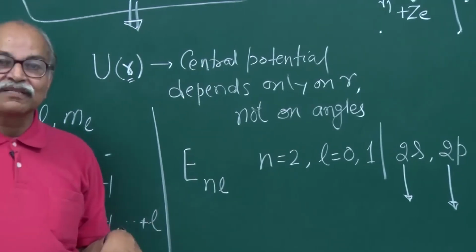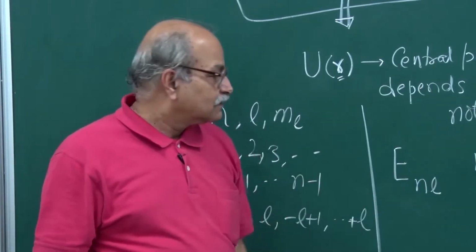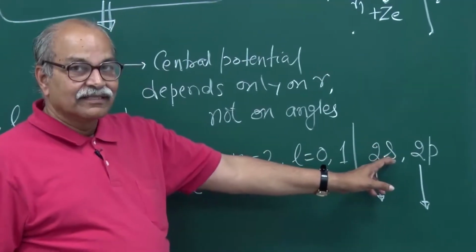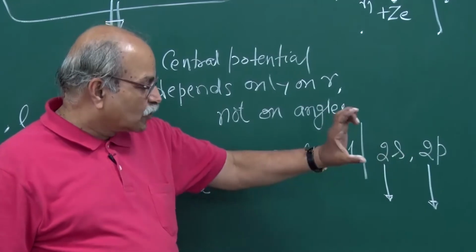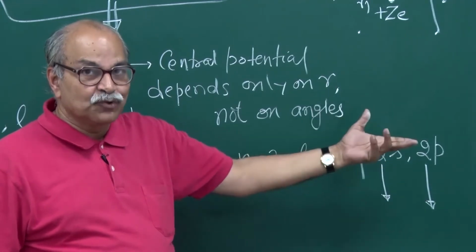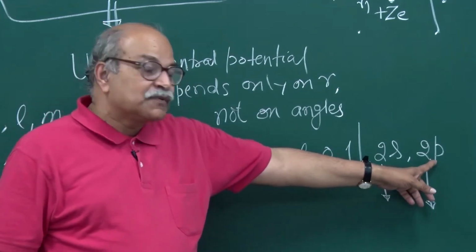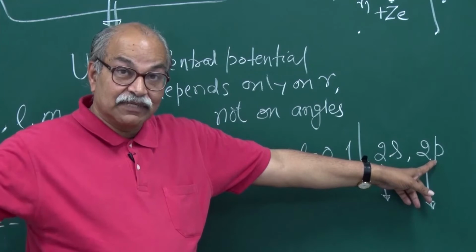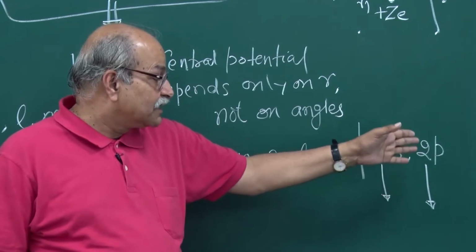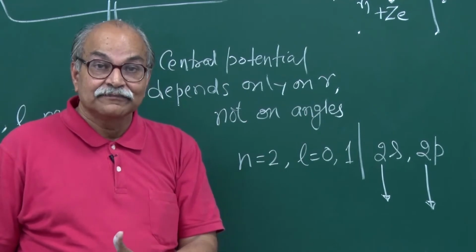And the number of quantum states is still given by the same thing which we had done just now. That means all S levels will have 2 quantum states. 2s will have 2 quantum states, 1s will have 2 quantum states, 3s will have 2 quantum states. All p groups will have 6 quantum states, including the spin plus half and minus half. So 2p, 3p, 4p, each of them will have 6 quantum states. So that counting will still remain like this.